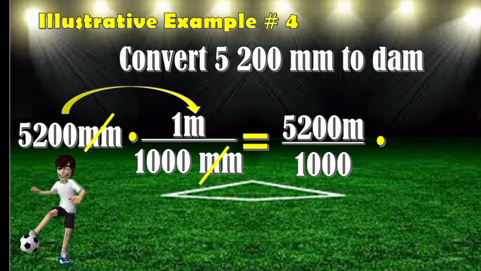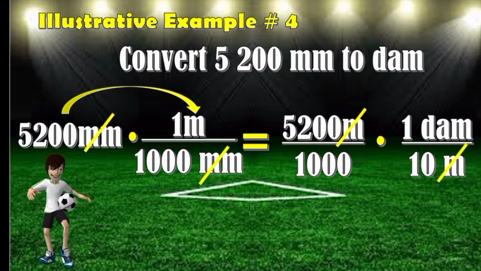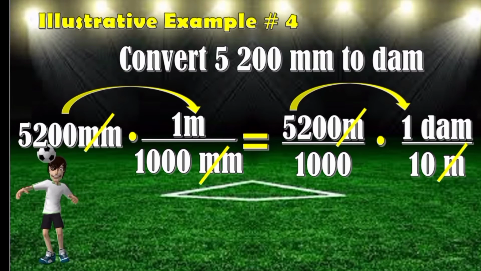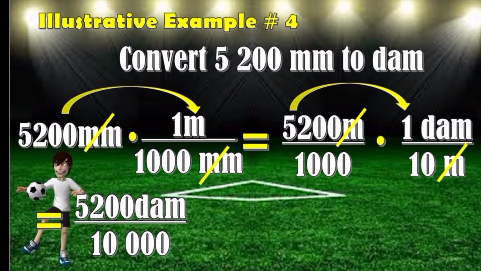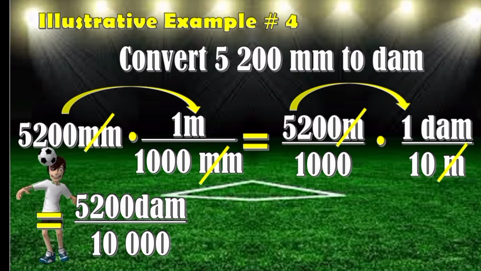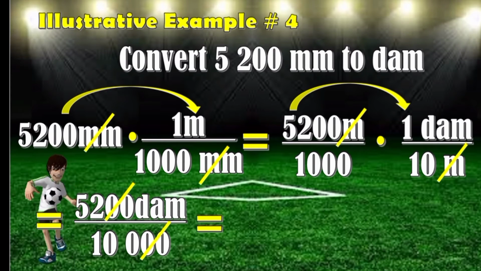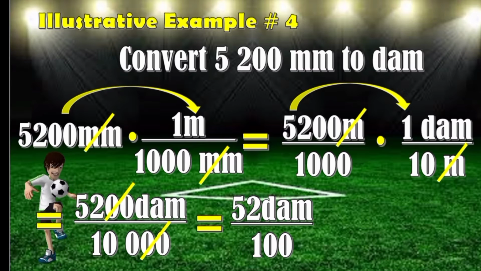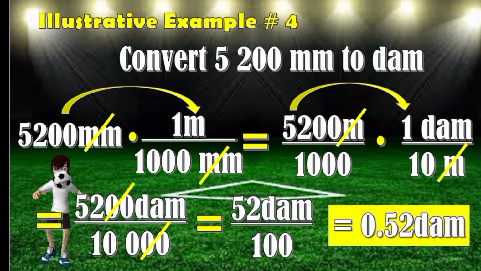Then multiply it to the factor 1 decameter over 10 meters. Cancel out the common factor, meters. Then multiply 5,200 over 1,000 and 1 decameter over 10. We have 5,200 decameter over 10,000. Reducing this to the lowest term, we have 52 decameter over 100. Or dividing it, we have the value of 0.52 decameter.